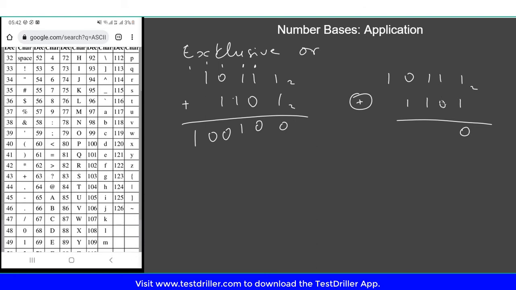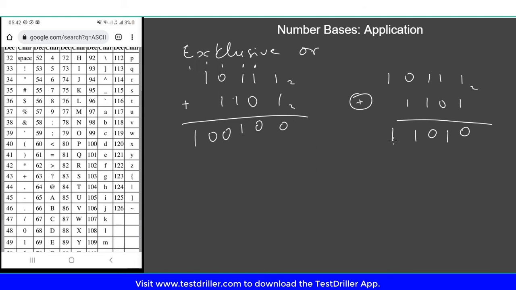So when you add 1 plus 0, that will give you 1. Then if you add 1 plus 1, that will give you 2. So you take out 2, you will be left with 0, but you won't carry the 1. Then 0 plus 1, that will give you 1. Then you bring down 1. So this is not a typical addition. It's called exclusive OR, a kind of addition where you don't carry over, right? But there's one interesting property about this.